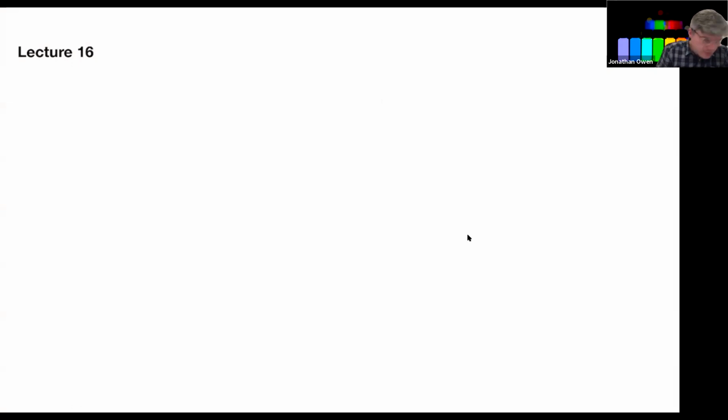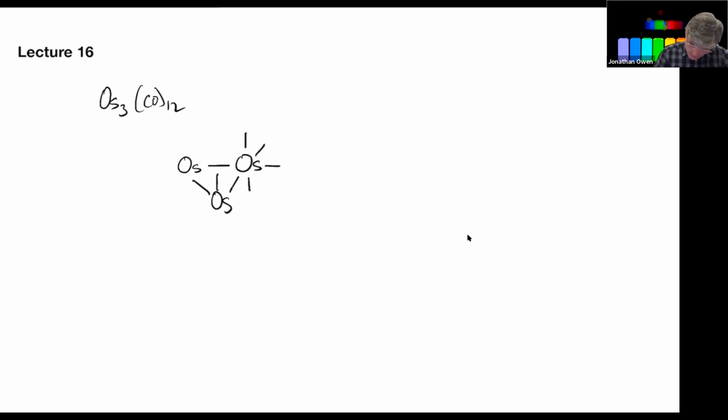Let's take a look at this osmium complex, Os3(CO)12. This is a triangular complex, and each of the osmiums has 4 carbon monoxides and 2 metal-metal bonds. So each osmium is octahedral in this compound.